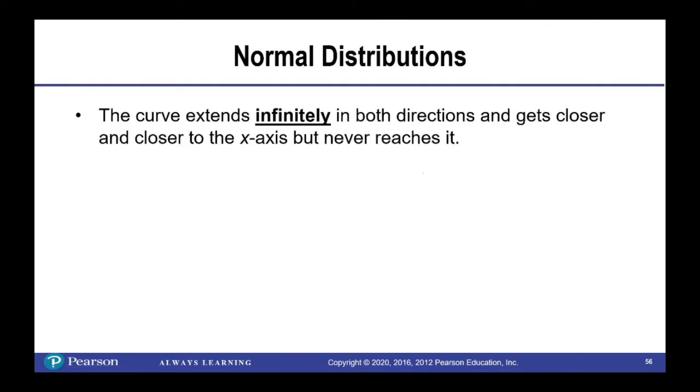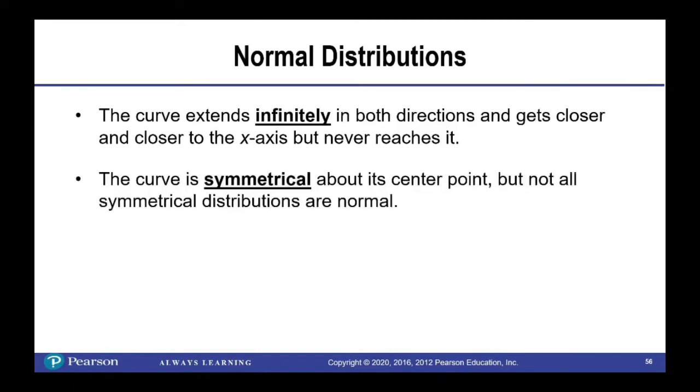The curve keeps on going infinitely in both directions. It gets closer and closer to the axis, but it never actually reaches it. And our curve is symmetrical. Now, not all symmetrical curves are normal, but all normal curves are symmetrical.